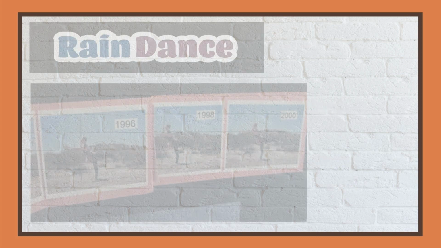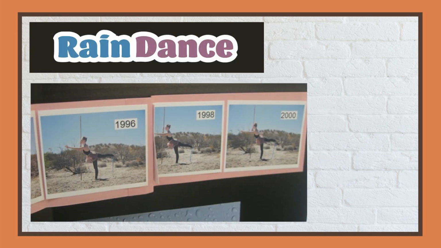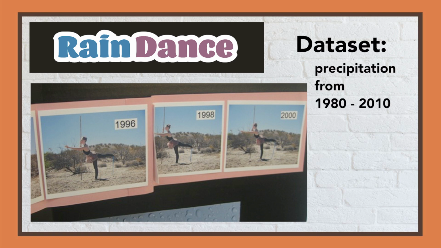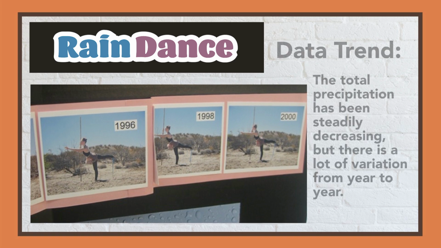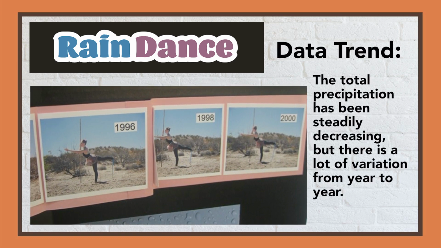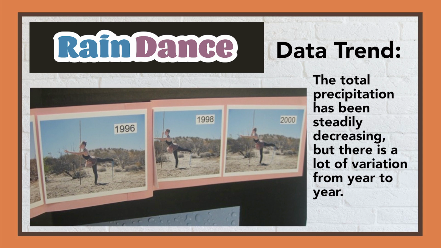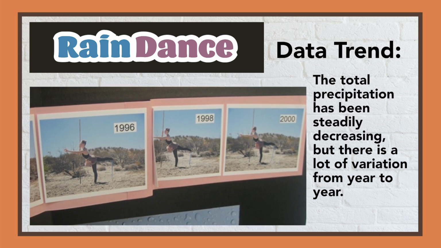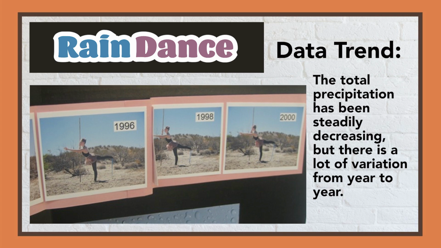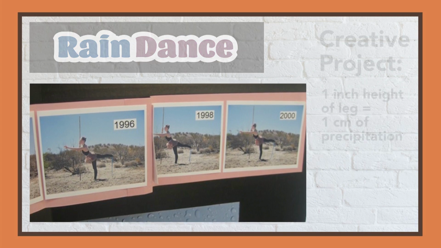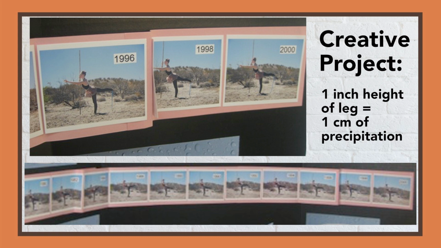Here's an example from several years ago. This student used a data set about precipitation from 1980 to 2010. She identified a data trend that the total precipitation has been steadily decreasing, but there is a lot of variation from year to year. This student was a dancer and wanted to include dance in her creative project that shows the data trend. She took a series of photos where the height of her leg in a leg lift represents the amount of precipitation each year. 1 inch of her leg lift represented 1 centimeter of precipitation.